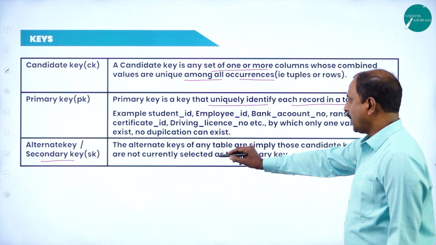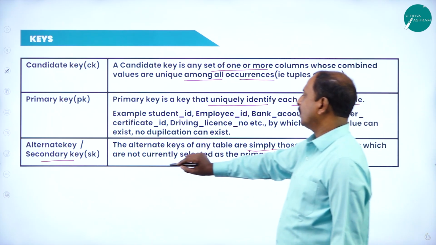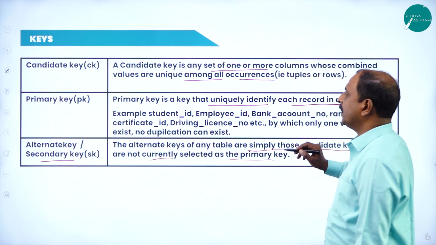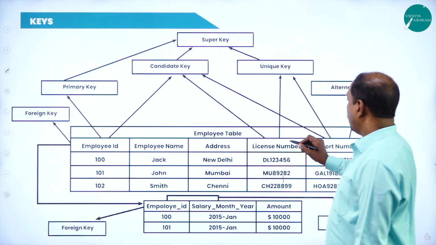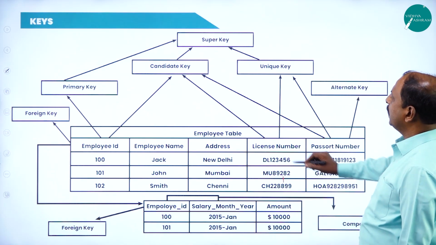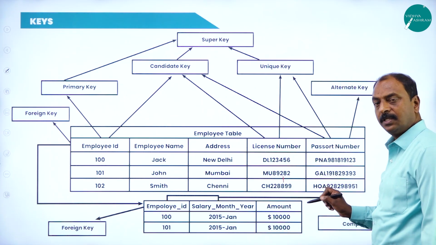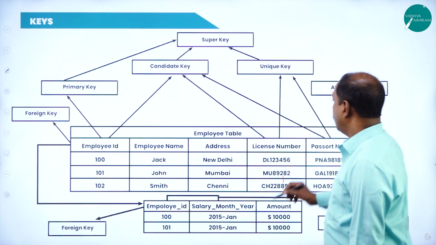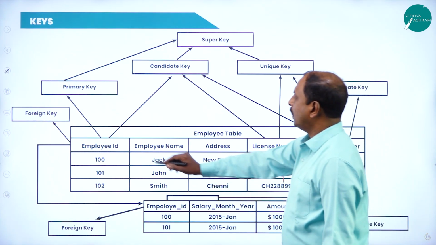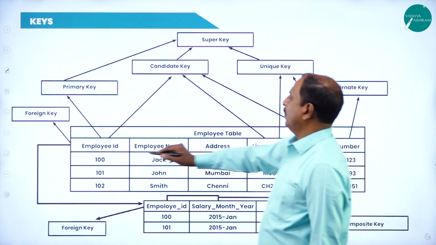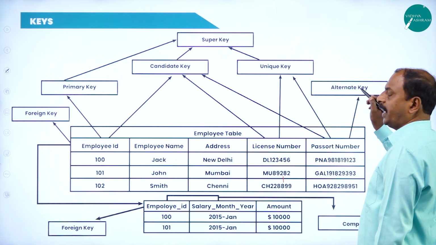Next one is alternate key or secondary key. The alternate keys of any table are simply those candidate keys which are not currently selected as the primary key. So in the previous slide, see here, license number and passport number are also candidate keys because all these are unique in nature. Here employee ID is unique, license number is unique, and passport number is unique. So out of these three columns, employee ID is the primary key and the other two are called alternate keys.